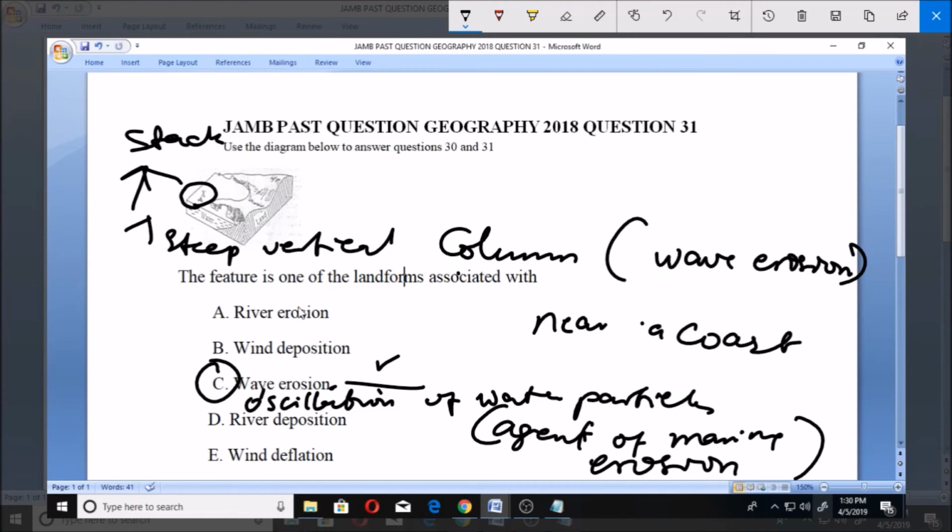Wave erosion is responsible for the formation of a stack, which is a steep vertical column that is formed in the sea near a coast.